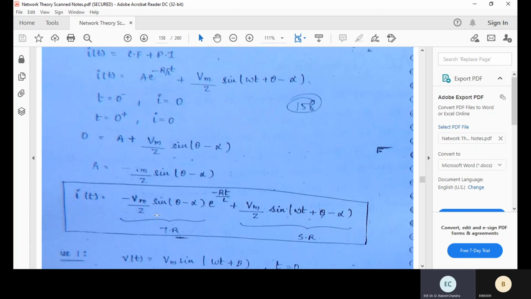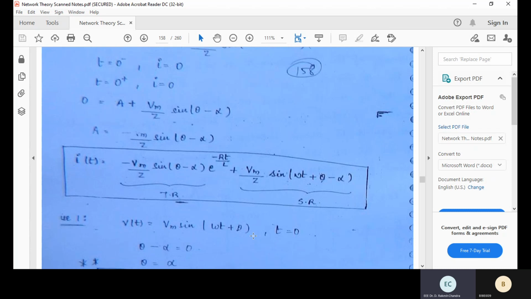i(t) = −Vm/Z sin(θ − α) e^(−R/L t) plus Vm/Z sin(ωt + θ − α). By using the initial conditions, we can find the value of A. In the total current response, this particular part is the transient response, and this particular part is the steady state response.